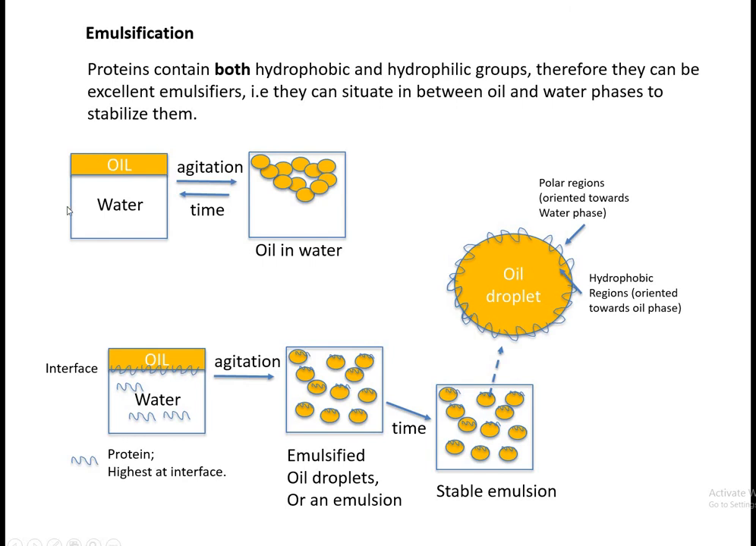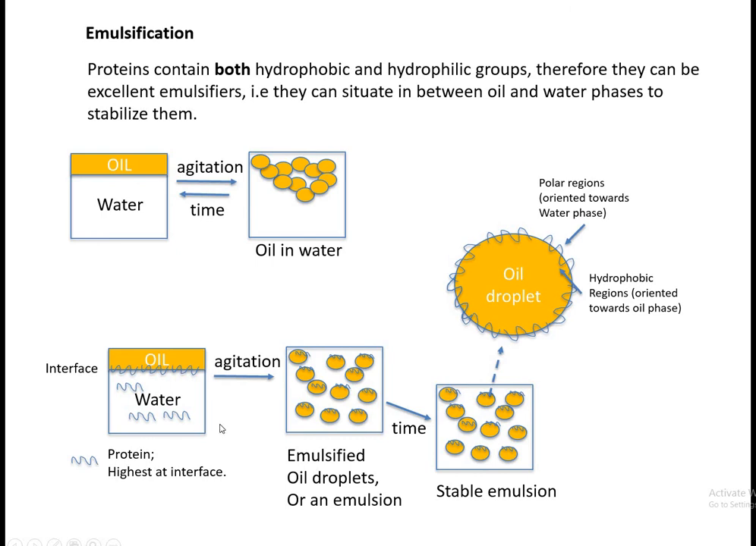So in an ordinary system without any protein, the oil is always on top; water and oil never mix. If you force it to agitate, you will see oil droplets coming out, and then if you leave it for some time, it will go back to the original. The oil will always be on top, water at the bottom there.